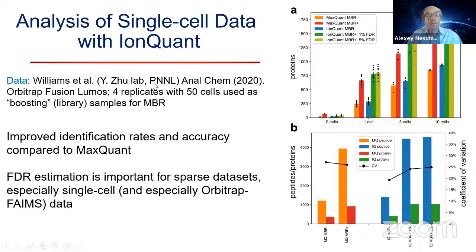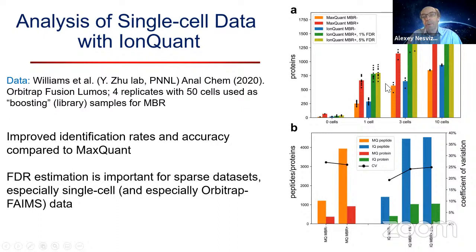So we use this data set from PNNL, published last year in Analytical Chemistry, with 4 replicates of 50 cells used as boosting samples and 11 replicates of single cell data. So here, this is the single cell data, and there is also some 3-cell data and 10-cell data. In the single cell data, each dot represents a different single cell, and we have IonQuant versus MaxQuant, with and without match between runs.